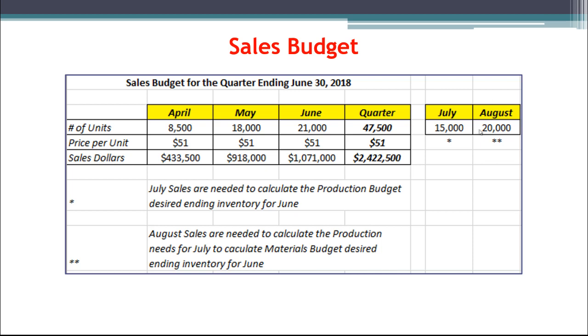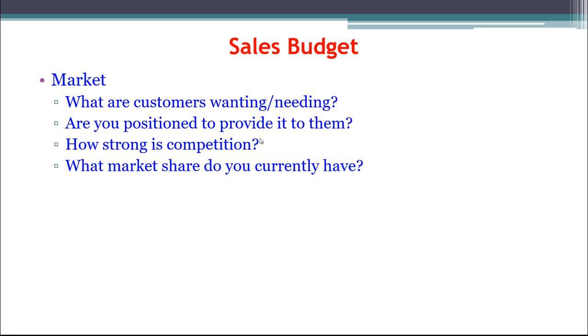So you may question, well, why do we need to know August? When we get to the materials budget, you're going to see the same basic thing. For materials, we want to have a desired ending inventory as well, but it's based on the next month's production. So we need to know July's production to get June's ending inventory for materials. To know July's production, we need to know the next month after July, which is August's sales. So it goes 2 months out is what we're basically saying here.